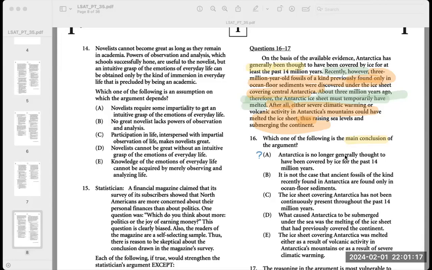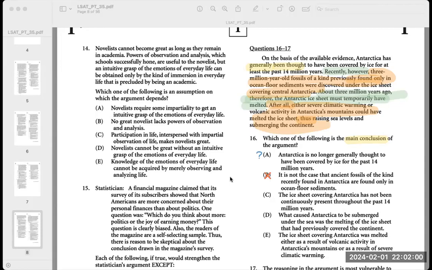B, it is not the case that ancient fossils of the kind recently found in Antarctica are found only in ocean floor sediments. Okay, so that is an accurate statement. I do not believe it's the main conclusion. I don't think it expresses the main conclusion because it doesn't express that middle green bit. It matches what we see above in the orange, in support. So yeah, I would eliminate B.